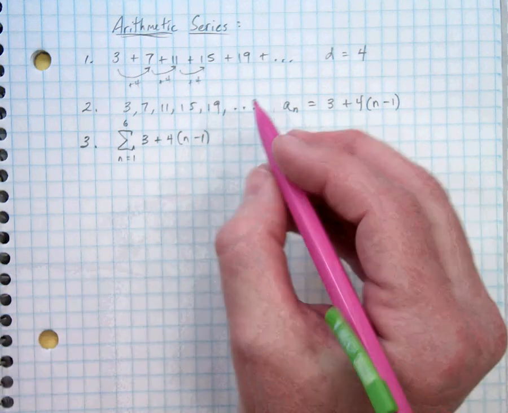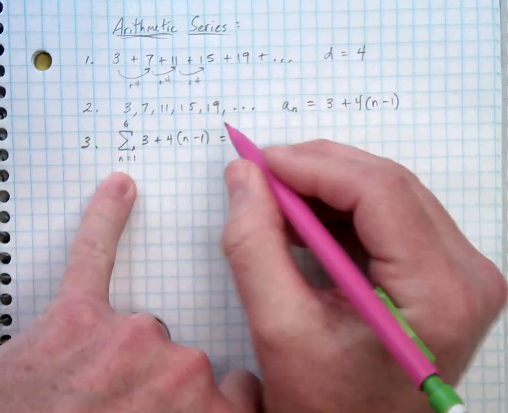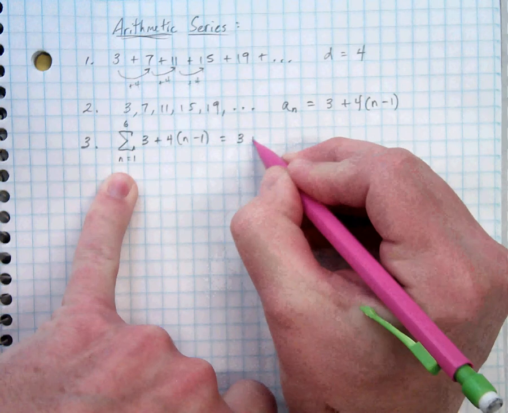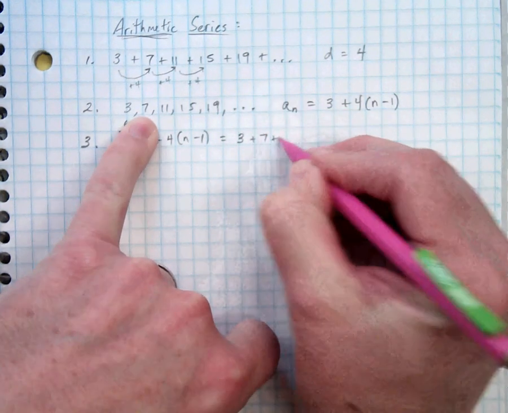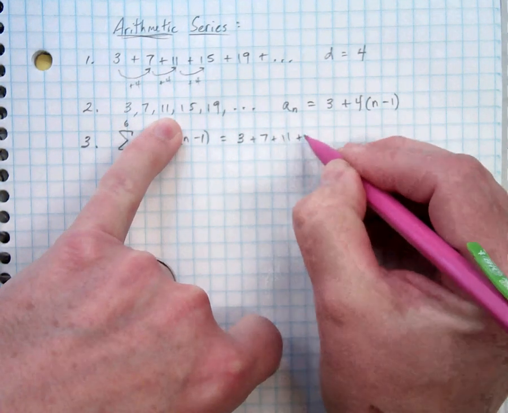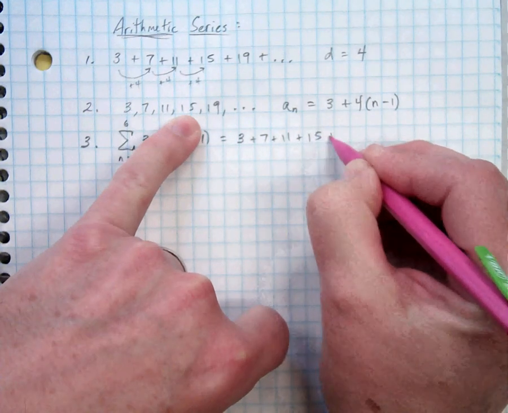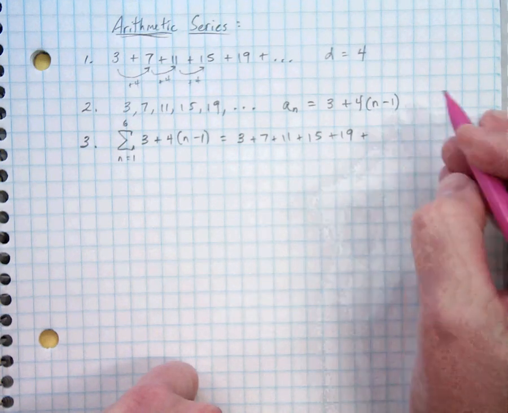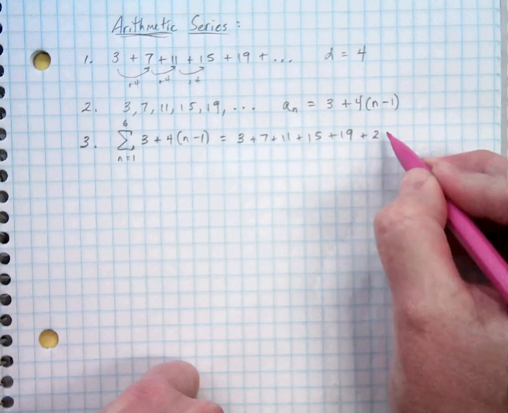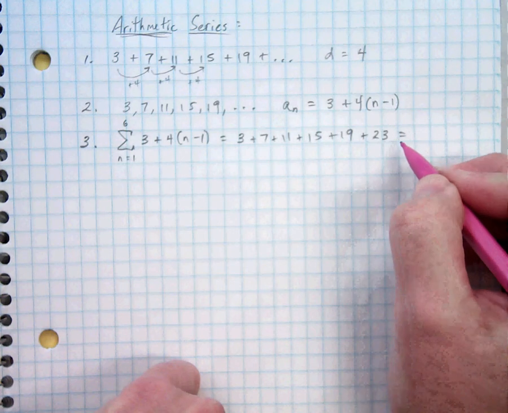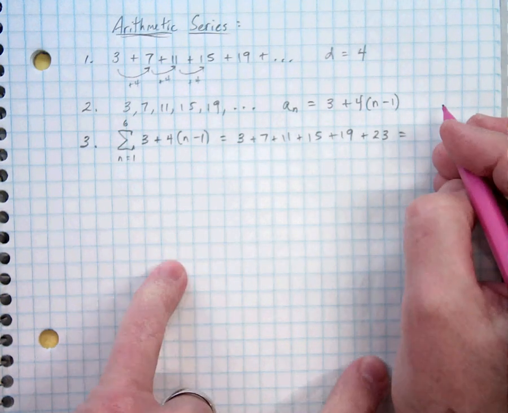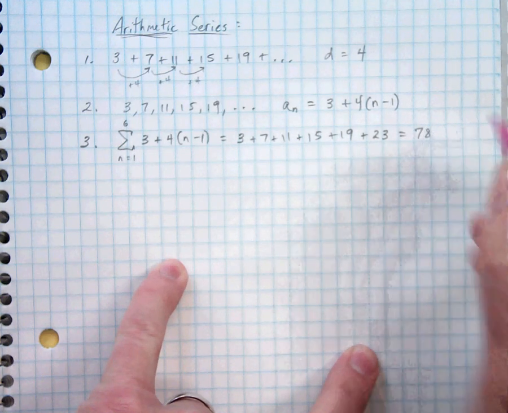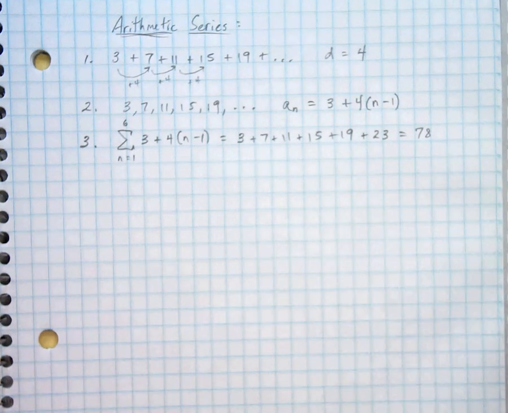Alright, so what you should have gotten is the first number. When we plug a 1 in, we should get 3, and then we get 7, that's the second number, and then 11, and then 15, and then 19. So that's the first 5 numbers, and one more would be 4 more than that, which is 23. And when we add all that up, I believe we get 78. You can do that on your calculator and see that you get 78.